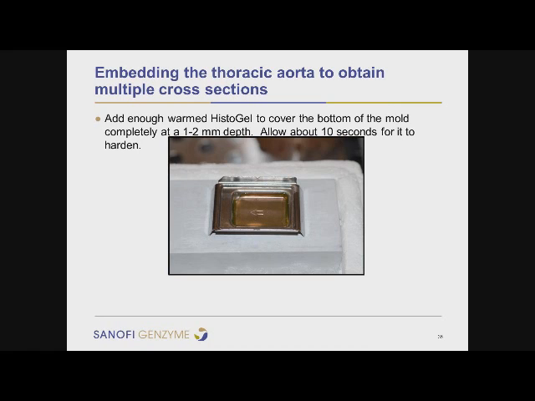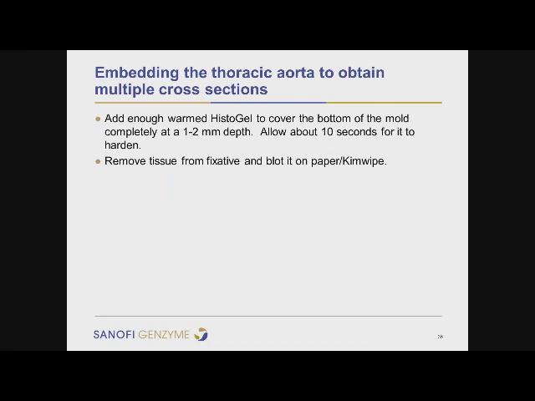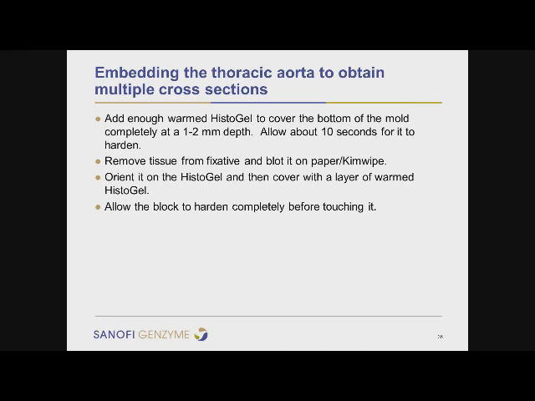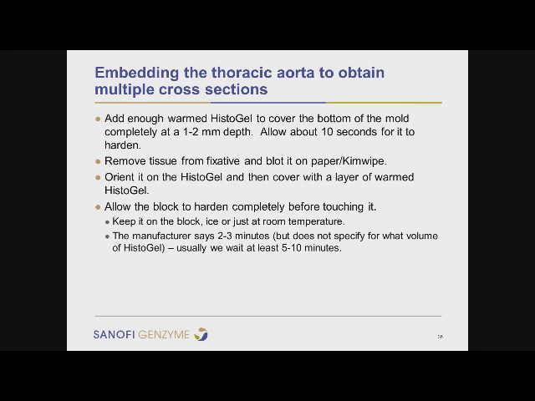And then I'm going to allow about 10 seconds for it to harden. Then I'm going to remove the tissue from fixative and blot it on a paper or Kim wipe because I want to remove as much extra liquid around it as possible. Then I'm going to orient it on the histogel and cover it with a layer of warmed histogel. And then I'm going to allow the block to harden completely before touching it.